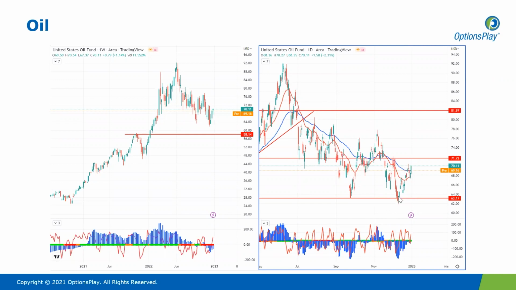So for now, I do think that until something changes, until we get some key economic data points to state otherwise, USO here will be between 63 and 71, so fairly range bound here.